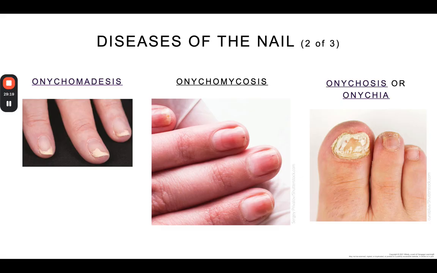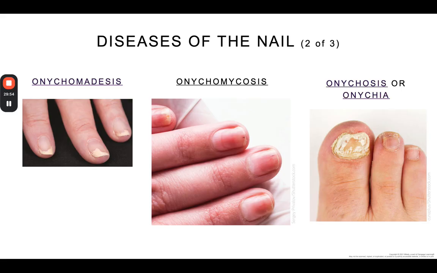Next, we have onychomadesis, which is what you see on the left-hand side. Onychomadesis is the separation and falling off of a nail plate from the nail bed in either the fingernails or the toenails. It's caused by infection, injury to the matrix, a systemic illness, or a medical procedure such as chemotherapy. Medical referral is required for onychomadesis. And so, again, that's the separation and falling off of the nail plate from the nail bed.